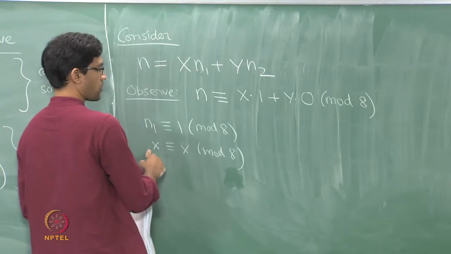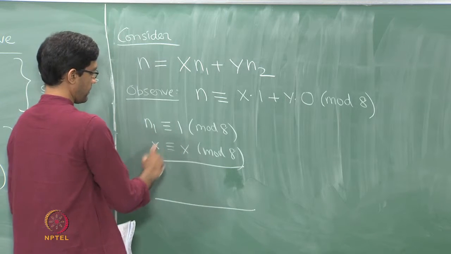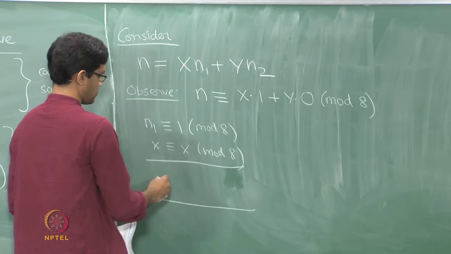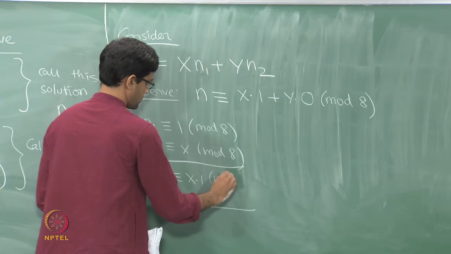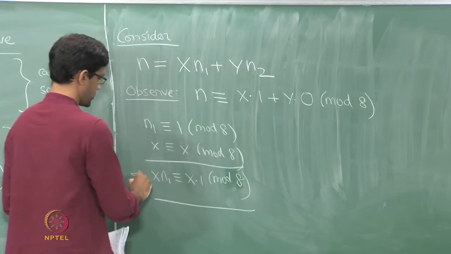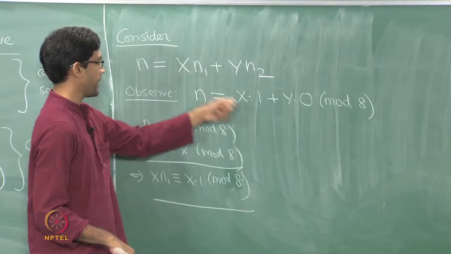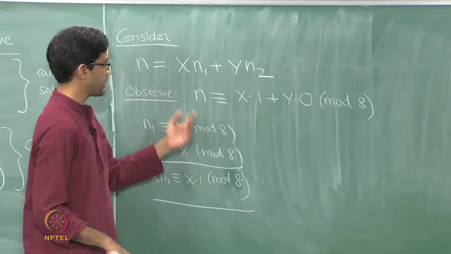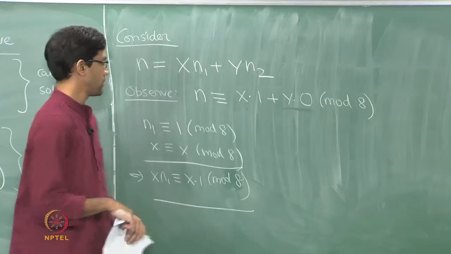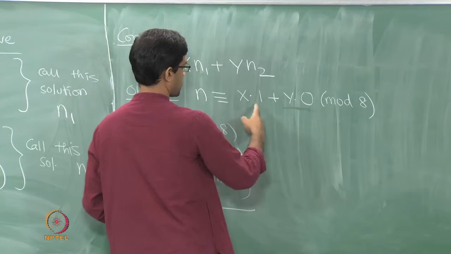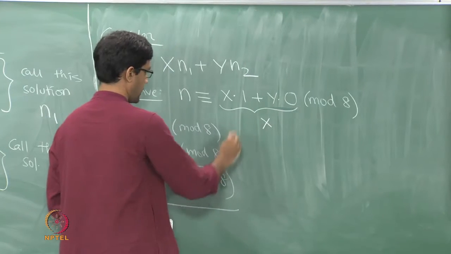So here are two congruences mod 8, and last time we had this property which said that when you have things like this, you can multiply. x n1 will therefore be congruent to x times 1 mod 8. This is the property of multiplication of congruences. So that's how I concluded that the first term x n1 is congruent to x mod 8. Similarly, the same logic applied to n2 will show you that y n2 is congruent to y times 0 mod 8. So x times 1 plus y times 0 is just x. Therefore n is indeed congruent to x mod 8.